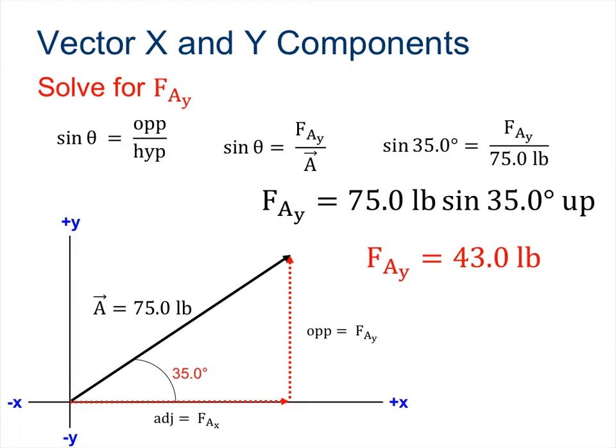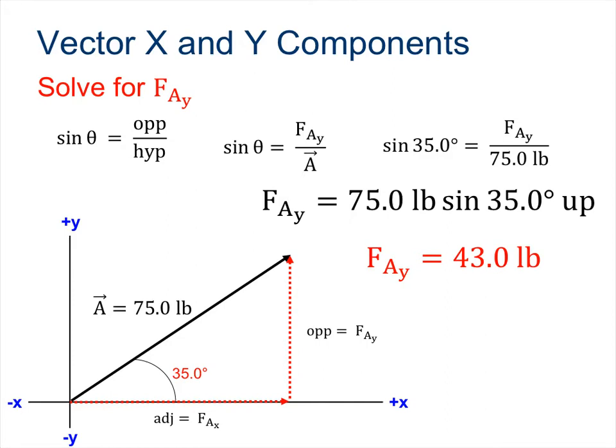Now, if I want to find the y component of this vector, I'm going to solve for the force of A in the y direction. So again, I know the magnitude is 75 pounds of force. I know my reference angle is 35 degrees. And this time I want to find the opposite side of the triangle. So if I know I'm finding the opposite side and I know the hypotenuse, well, that trigonometric ratio is sine. So I'm going to say sine of theta is equal to opposite over hypotenuse. And the opposite side denotes the force of A in the y direction. The hypotenuse, again, is the magnitude. So we have sine of 35 degrees equals force of A in the y direction over 75.